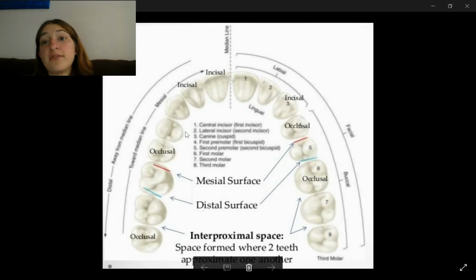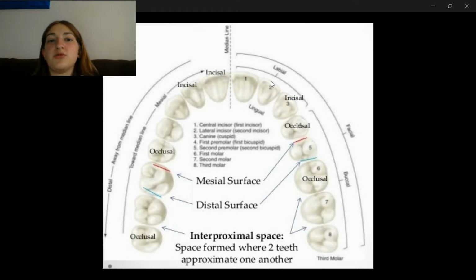And then of course there is incisal, the biting edge of the incisors, so basically the top of the incisors. Incisal is kind of the same as occlusal. Occlusal refers to the molars and the premolars. Incisal refers to the front teeth, the incisors and the canines.